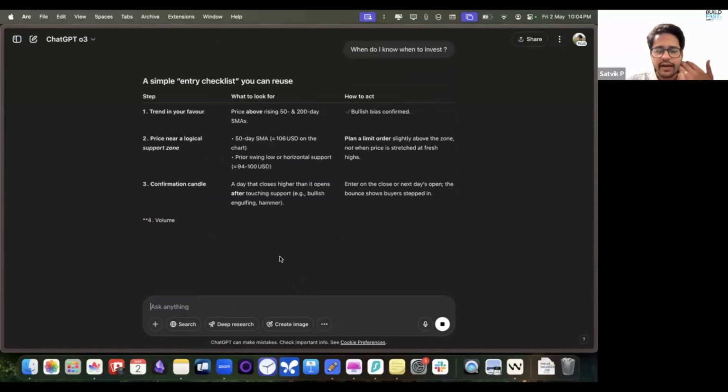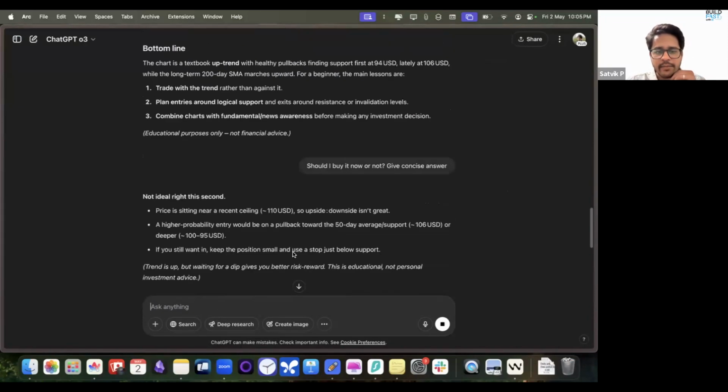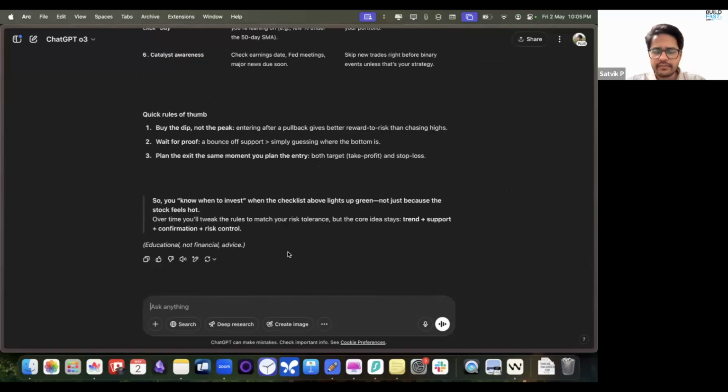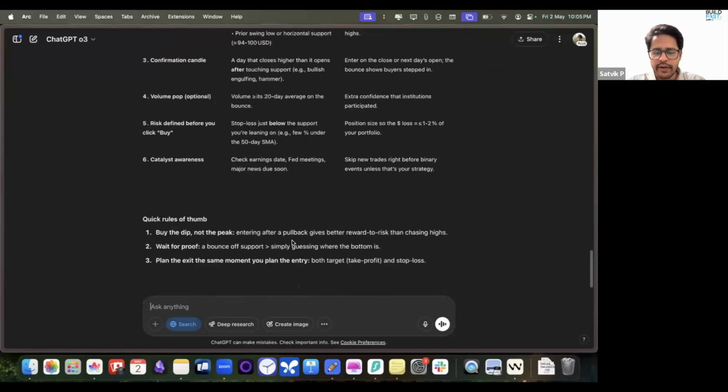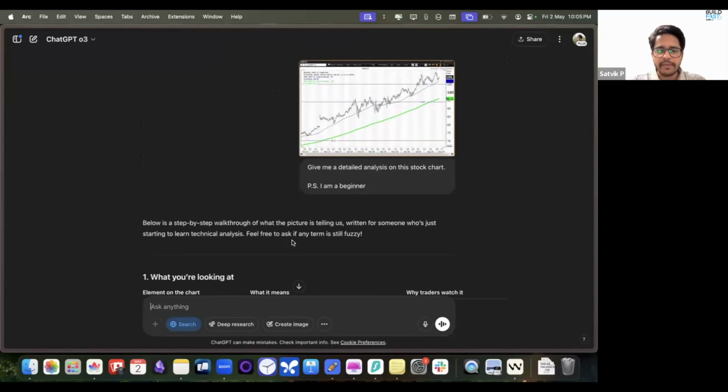That way, I can just keep on asking more questions. I can give it more information. I can ask it to search the internet for more information or do anything else. So just by copy pasting the image of the chart, we are able to do that.